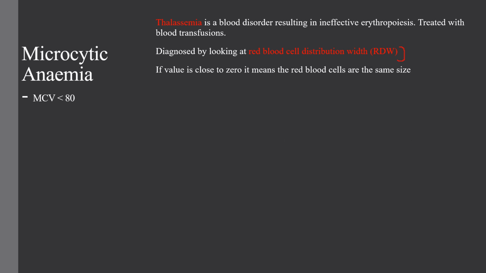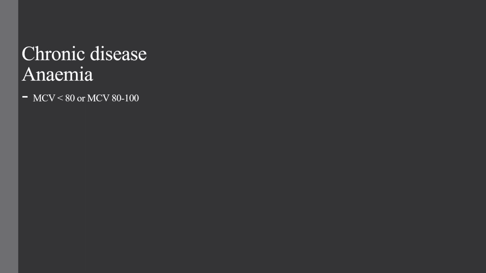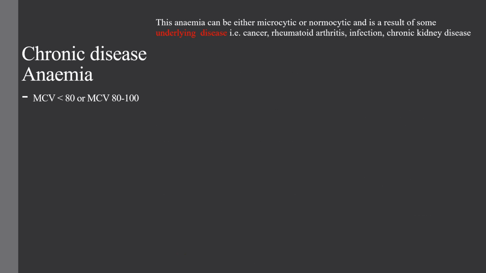to differentiate this from your iron stores, iron deficiency anemia. So basically, if a value is close to 0, it means that all your red blood cells are similar in size. So thalassemia will have a low red blood cell distribution width, whereas iron deficiency anemia will have a higher number, and that's pretty much how you differentiate the two. I wouldn't go more deep into that. That would probably be the broad to stick to.